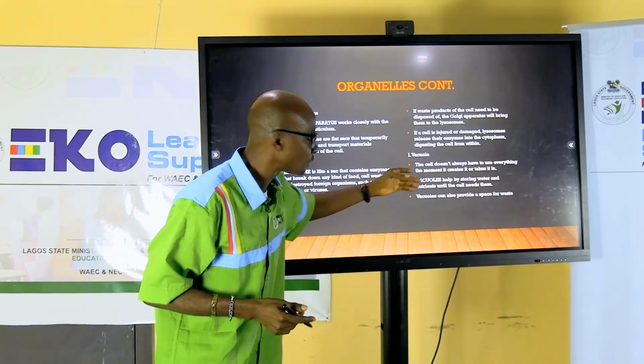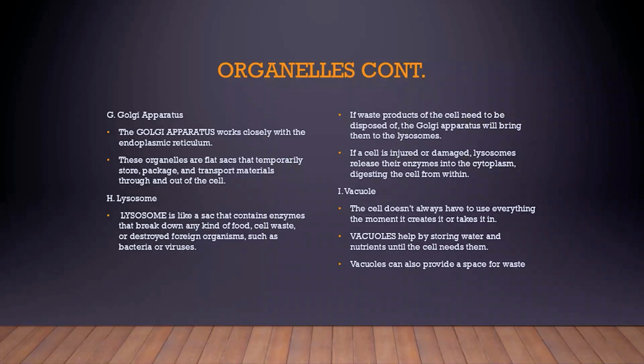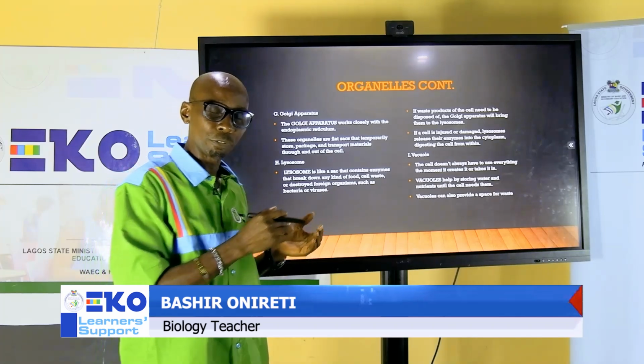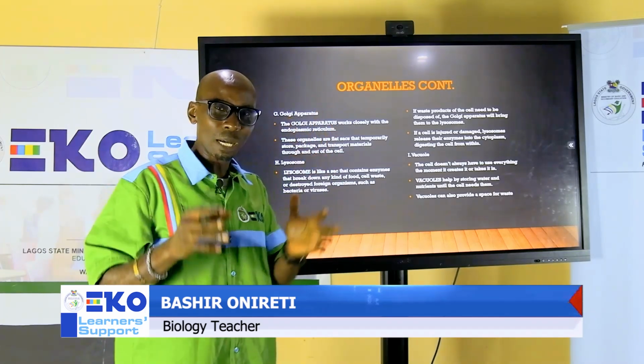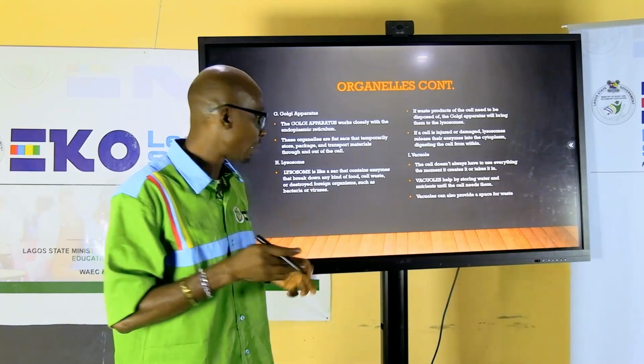The next one is vacuole. Vacuole is a cavity within the cell. It is found both in plant and animal cells. But as the animal cell grows or increases in size, the vacuoles disappear. In the plant cell, it's a large cavity that is involved in storage of material.